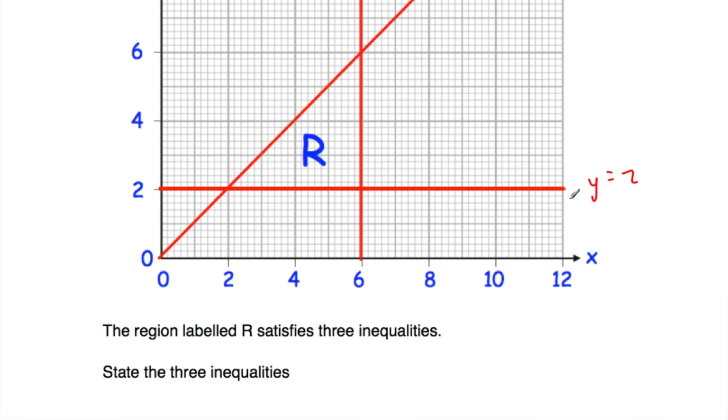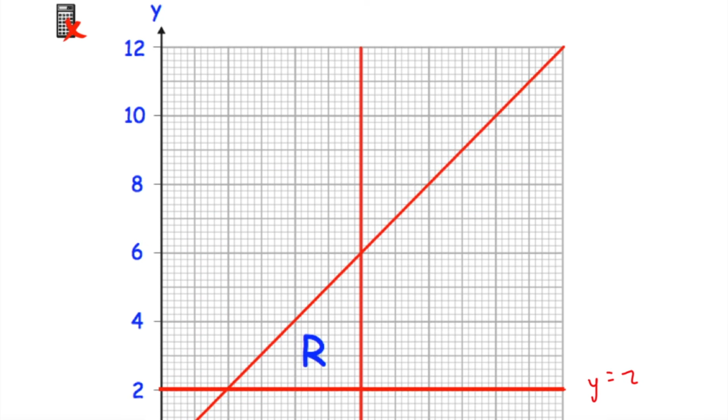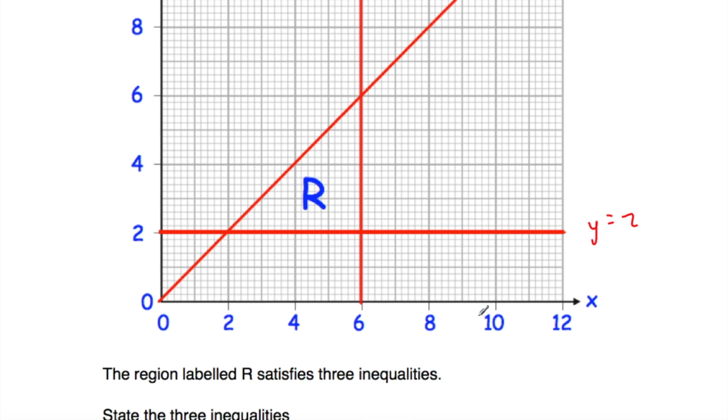Okay, so we've dealt with that horizontal line. Now let's have a look at this vertical line here. It's a vertical line that passes through the x-axis at 6. So that's the line x equals 6, and the region is to the left of that. It's a solid line, so it's going to be less than or equal to. Because the region is to the left, all the x-coordinates will be less than 6 here, or if they're on the line, equal to 6. So that's our next inequality, that x is less than or equal to 6.